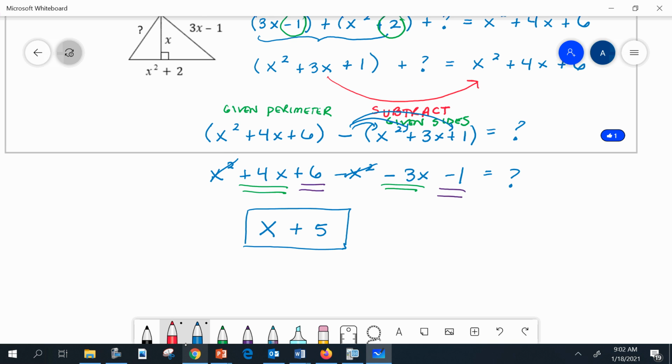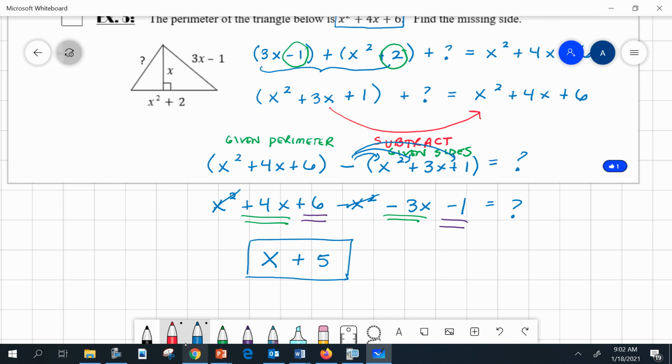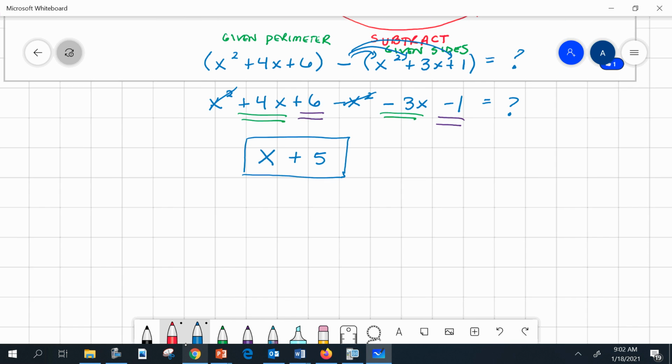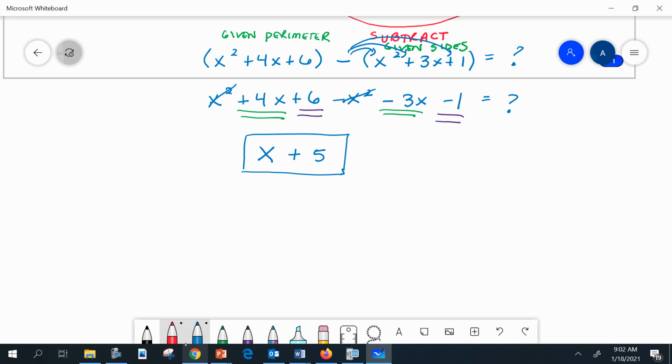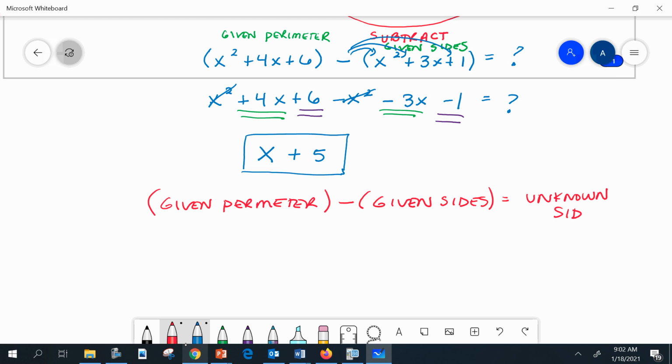So what I'm going to do for you before we end these is I don't want you to walk away with these problems being more confusing than they need to be. Basically, what you're going to do is you're going to take the given perimeter. Okay, let's make ourselves like a little formula for this as we see these later. We're going to take the given perimeter and we're going to subtract that from the given sides. And what that's going to equal is it's going to equal the unknown side. So it's really just a quick little easy subtraction problem.